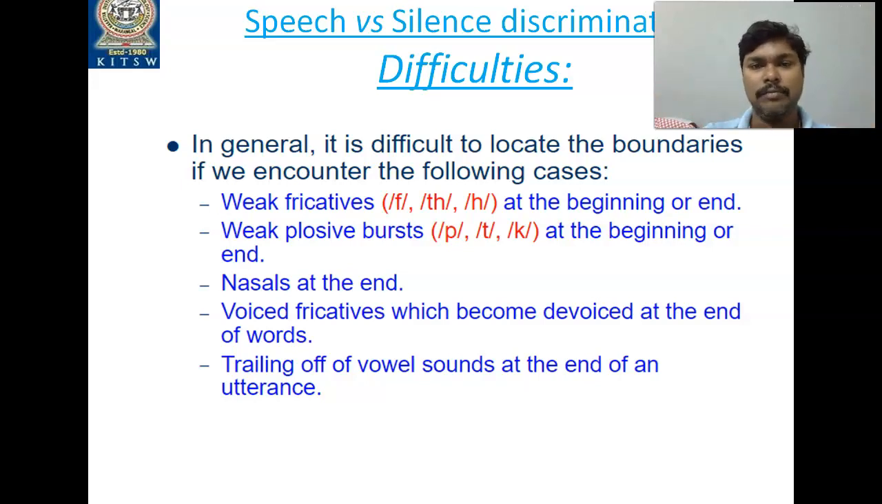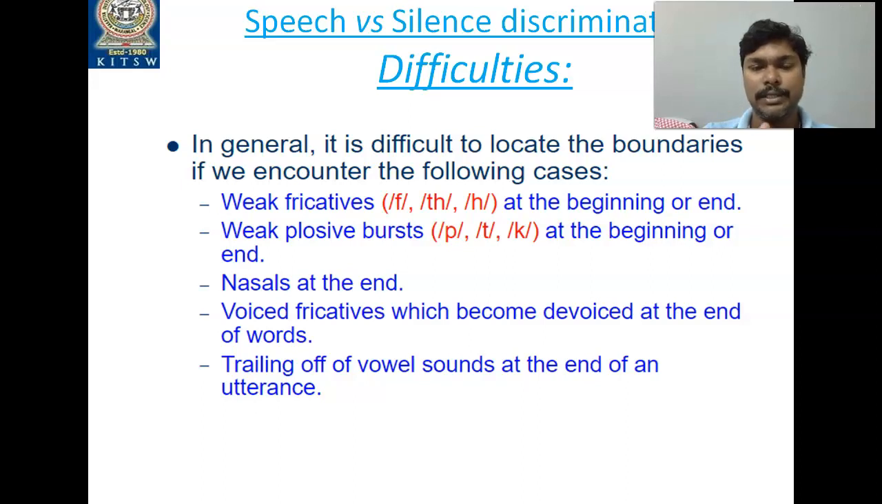And the second case is the weak plosive burst at the beginning or end of a speech utterance. Like P, any word that starts or ends with P, T or K. These are the three important letters I have taken. So I'm calling these weak plosive bursts. Then the nasals at the end, and voiced fricatives which become devoiced at the end of words, and the trailing off of vowel sounds at the end of an utterance. So these are the total 5 important cases we are going to be looking at here.